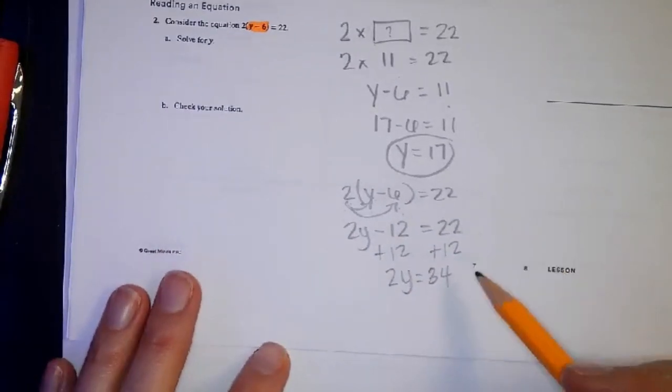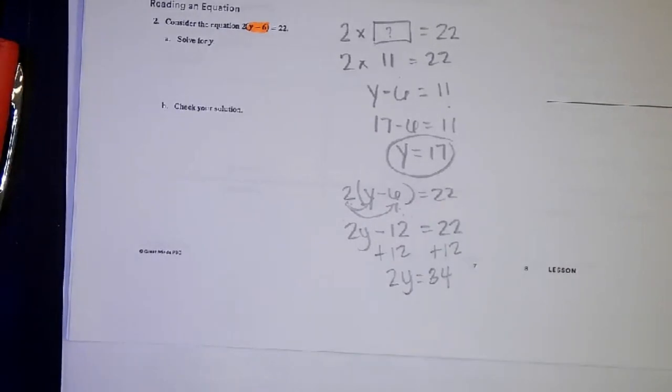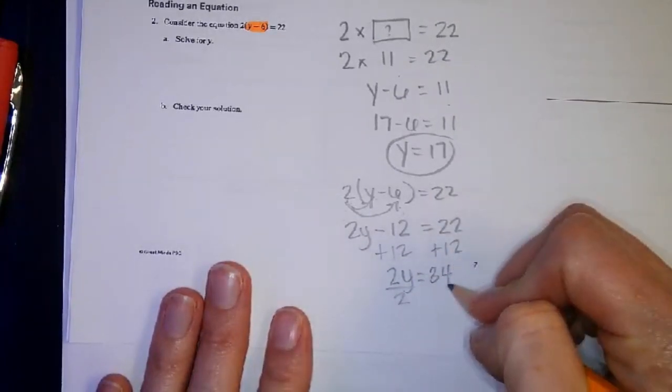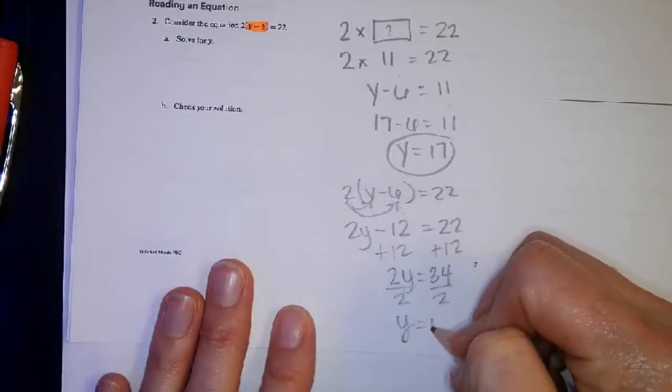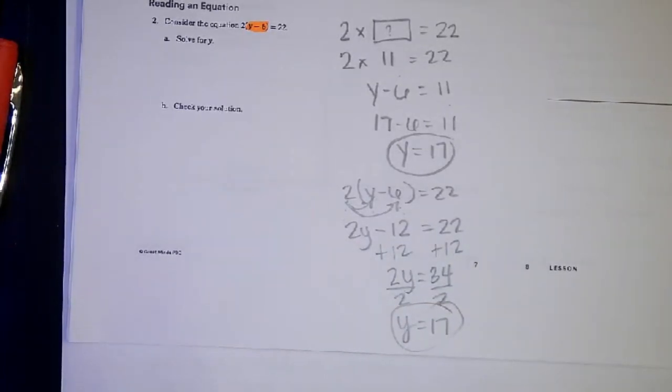Now we need to use the multiplication property of equality. It looks a little bit different. We're multiplying by the reciprocal, or you can say it's the division property of equality. We're going to divide on both sides. So we're going to divide by 2 on both sides, and y has the value of 17. Look, we got the same answer again.